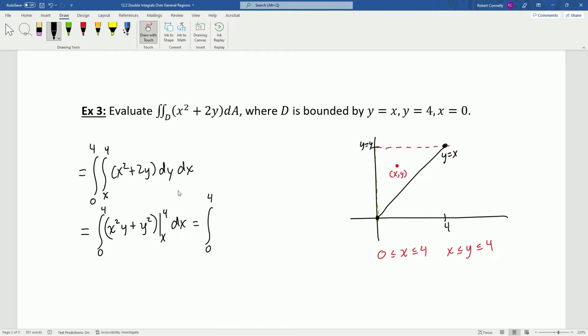Now here we're evaluating y. So if I replace y here with 4, I get 4x squared plus 16 minus, now we evaluate, replace y with x, gives me x cubed plus x squared. So this is 4x squared minus x squared, that becomes 3x squared. And this is negative x cubed. And this is just a positive 16.